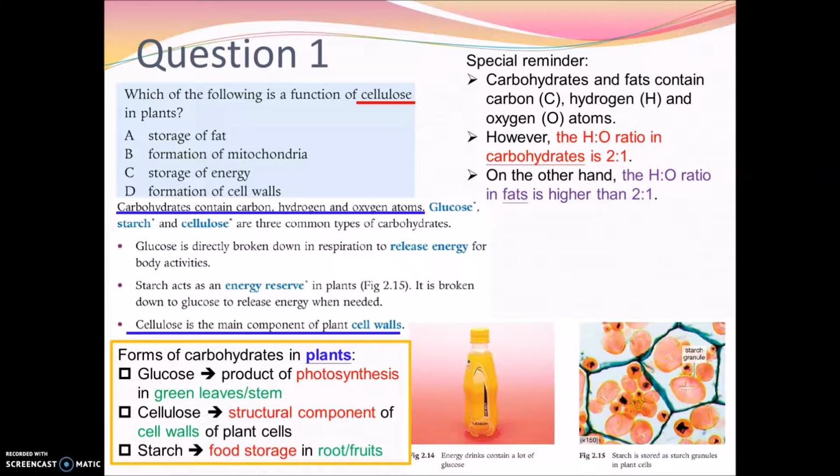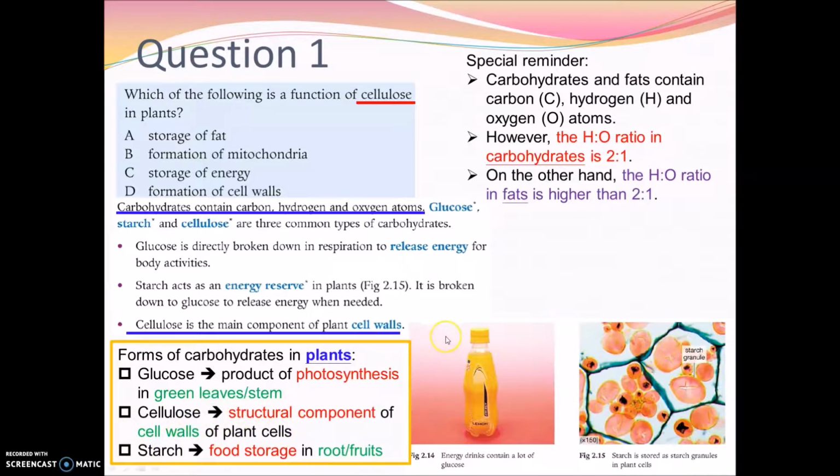I would like to mention that there are different forms of carbohydrate in plants, and this part will be discussed in different topics. For example, when we talk about photosynthesis or plant gas exchange: in the green leaves or the green stem, any green parts in the plant, they can produce glucose by photosynthesis. So we can find glucose here. And cellulose, we can find in any plant cells. All plant cells have the cell wall as their structural component.